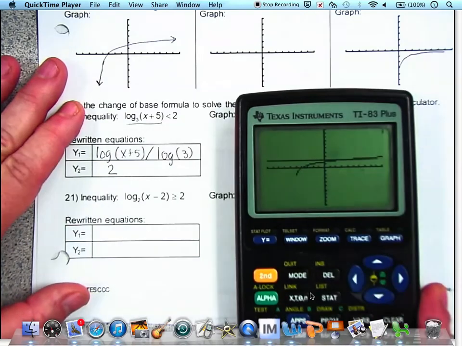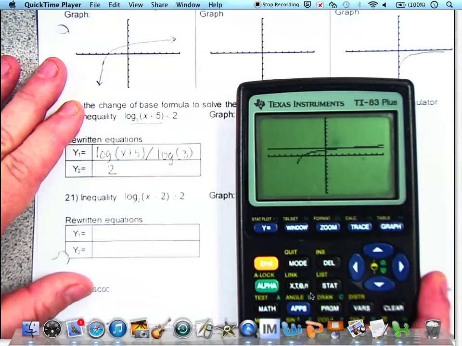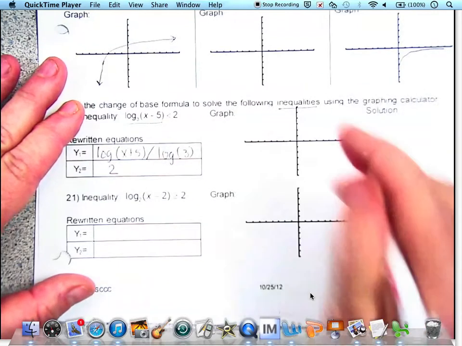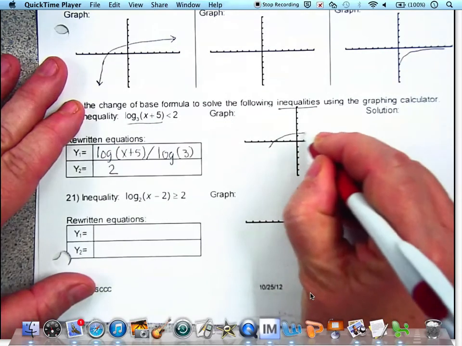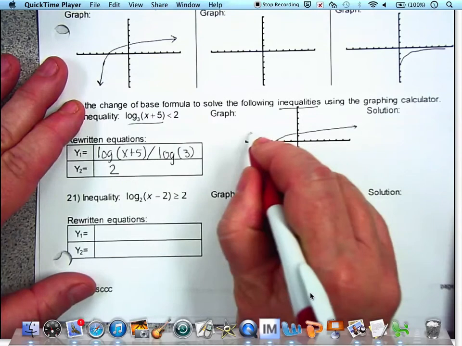Does it look like this? Okay. So that's really way harder. Pretty easy, isn't it?